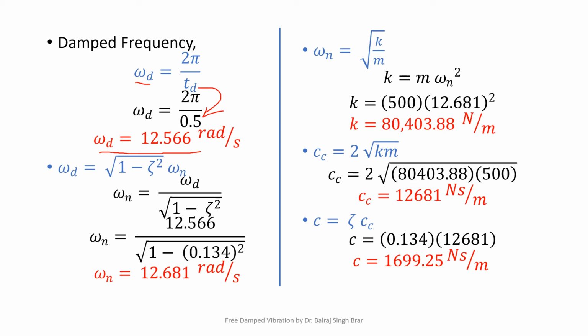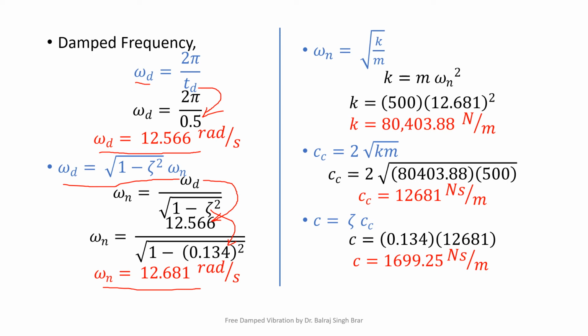We know omega d is under root of 1 minus zeta square times omega n. From this, omega n becomes omega d by under root of 1 minus zeta square. We put value of zeta 0.134 as calculated, omega d 12.566. We solve, natural frequency comes to be 12.681 radians per second.